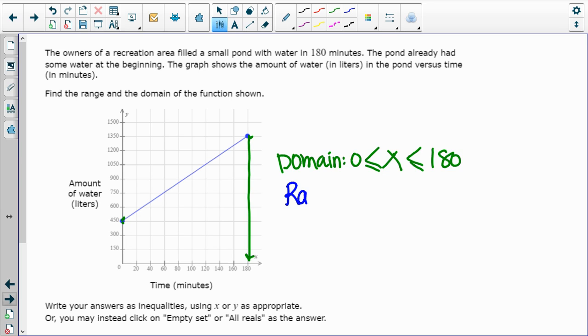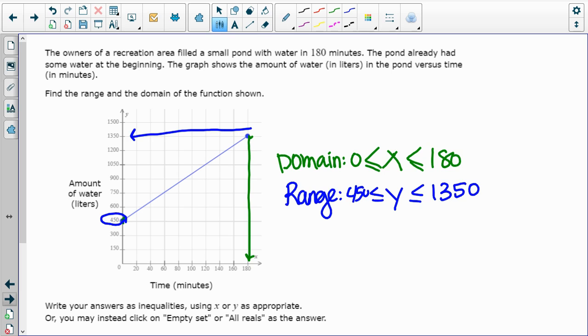Then range. Now make your brain switch and look bottom to top now. So your Y has to go in the middle. It'll still be less than or equal to. They're still solids. Look at the bottom though. What's your bottom Y? Yeah, 450. There it is. 450. Go to the highest point and look at the Y. What is it? 1,350. Are we okay with those? 1,350.